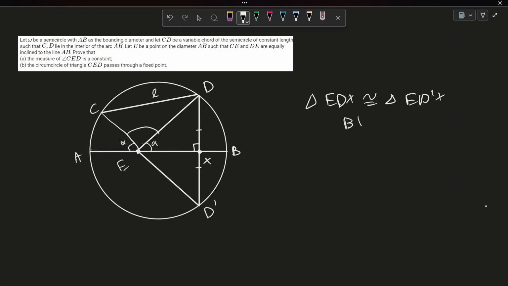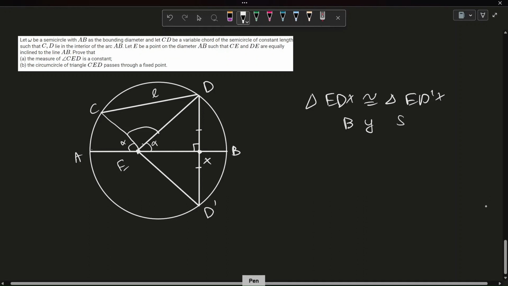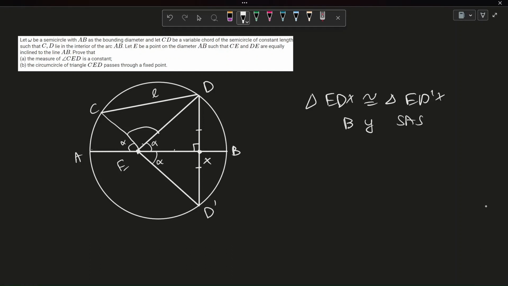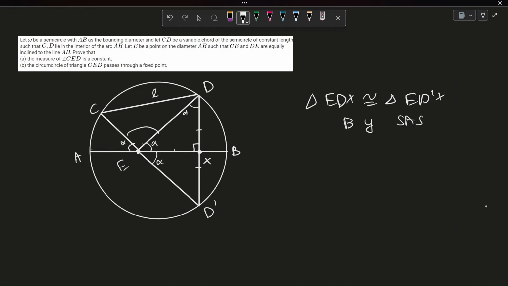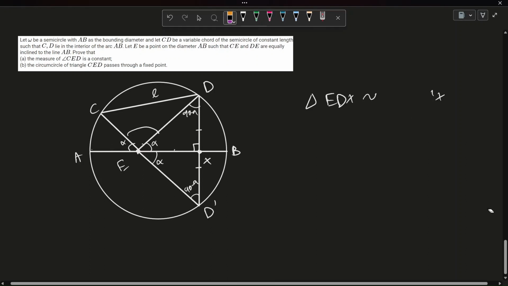Of course, by SAS, right angle, side. This is the common side. So this basically means that this angle is also equal to alpha. Because these are two vertically opposite angles, we can conclude that C, E, D dash are collinear. So this is a straight line basically. And notice that this is 90 minus alpha, and thus this is also 90 minus alpha because both the triangles are congruent.